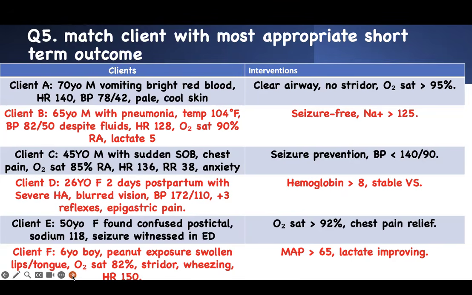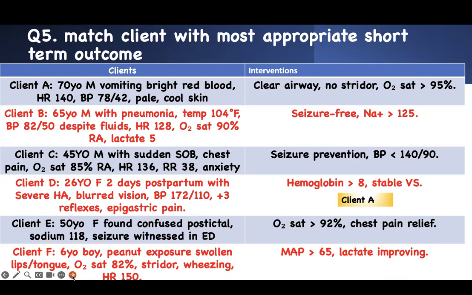These cases, don't freak out. Ask yourself, you know the case. Who is having an airway issue? Let's go from the top down. Client A is vomiting blood and is in hemorrhagic shock. What should be our short-term goal? Is to improve the hemoglobin and make sure the vitals are stable. And so that's the one.